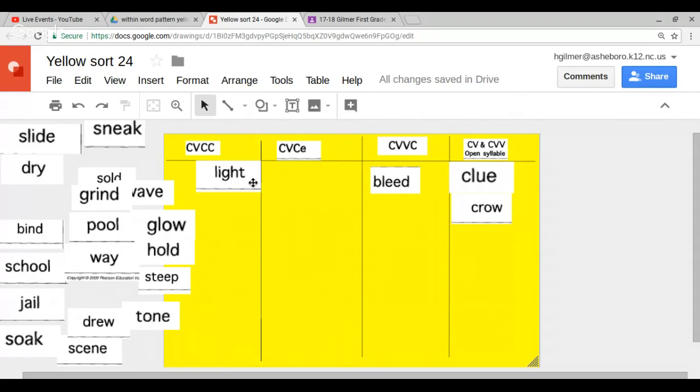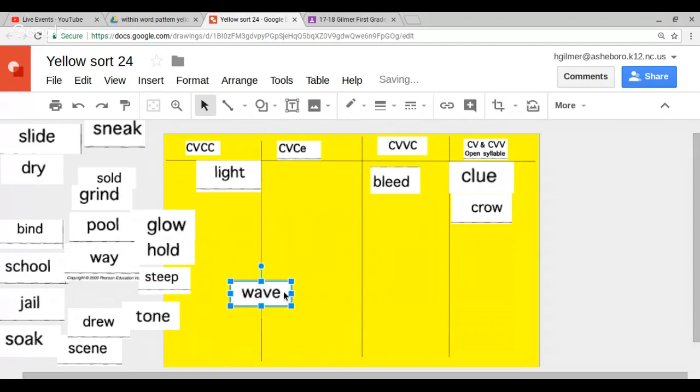And let's do one last one, wave. Looking at the E at the end, my brain automatically goes silent E, bossy E at the end. It has to be this one, but let's check and make sure it's got consonant, vowel, consonant with the silent E. Consonant, vowel, consonant, silent E, wave.